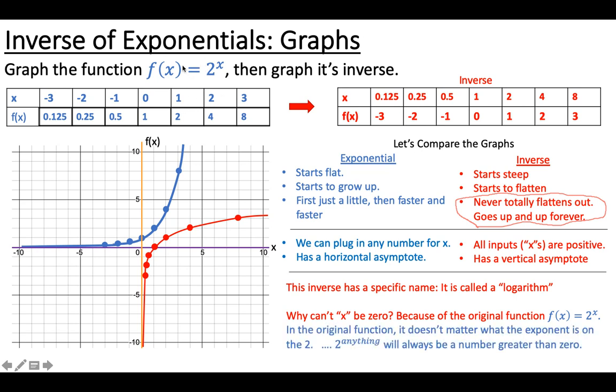In the original function, it doesn't matter what the exponent number is, right? If you look where this x is, it does not matter what that exponent is. We did positives and negatives in that exponent spot, and no matter what number we put there, we could never get 0 out on the bottom. My challenge to you, if you don't believe me, is find me a number to put in that x spot in this blue equation, and you put it in your calculator, and you get 0. It'll never happen. And because we can't get 0 out of the blue equation, that means we can't put 0 into the red equation.